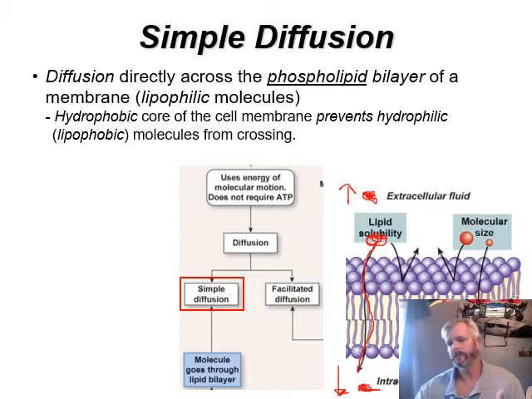So simple diffusion. Diffusion tells you there's got to be a concentration gradient between outside and inside. Sometimes it's high outside, low inside, and sometimes it's high inside and low outside. It just depends on what molecule we're talking about and what the gradients are. But diffusion tells you there is a concentration gradient. The simple portion tells you the molecule can move directly through the membrane.